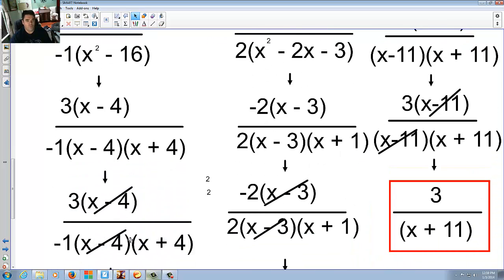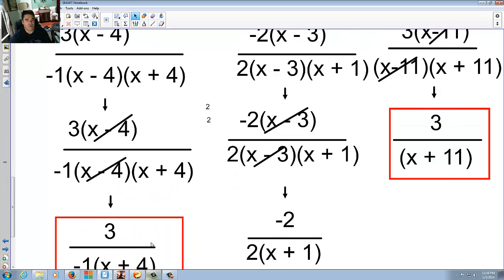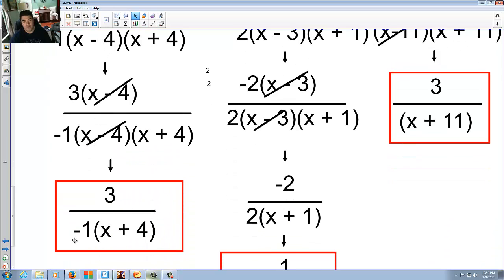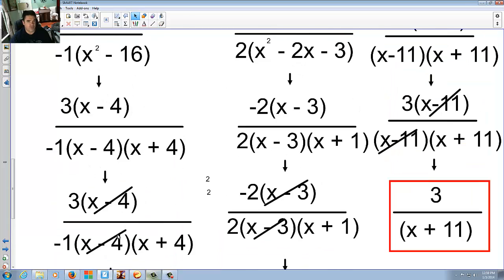Gives me 3 over negative 1 times x plus 4. You can have negative 3 over x plus 4, whatever combination works for you.